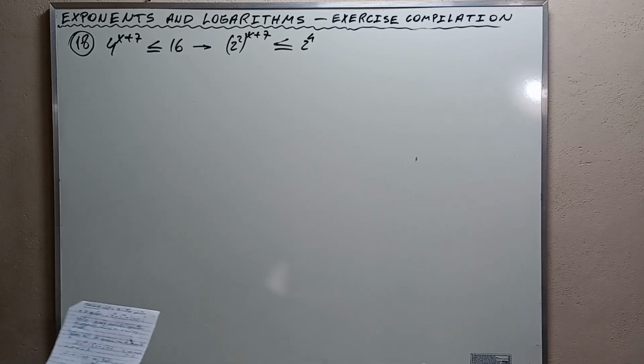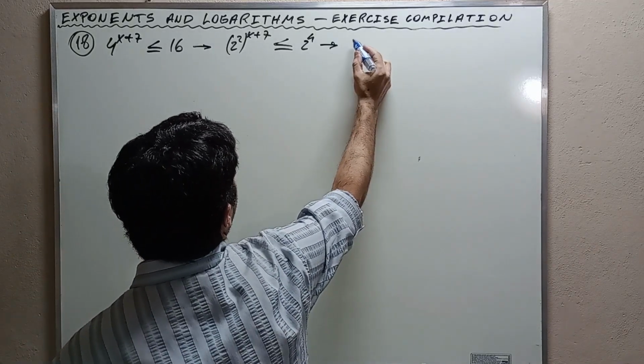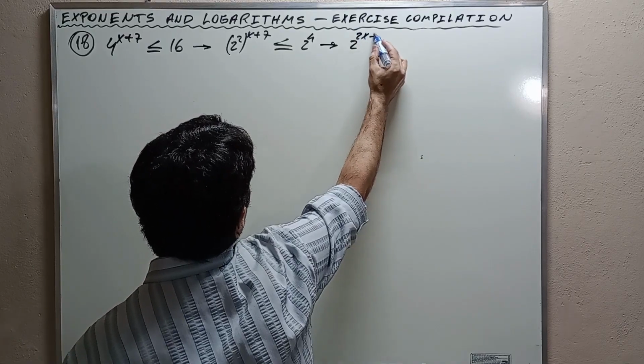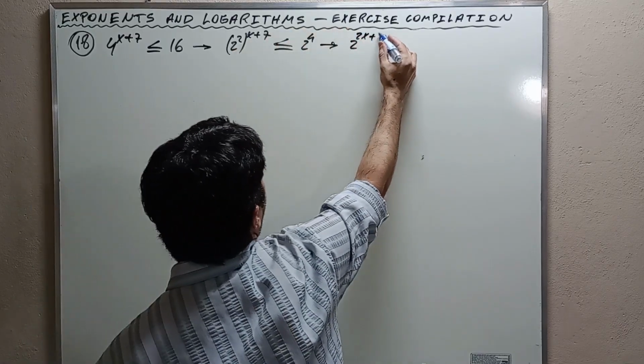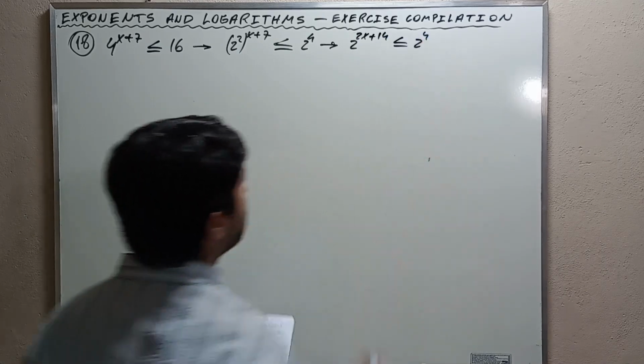We are going to further simplify this, and it becomes 2 raised to the power of 2x plus 2 times 7, which is 14, less than or equal to 2 to the 4th.